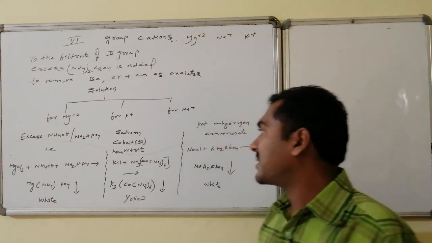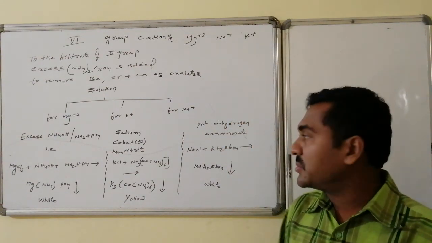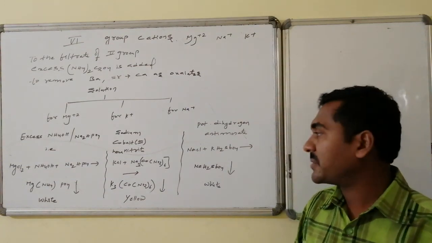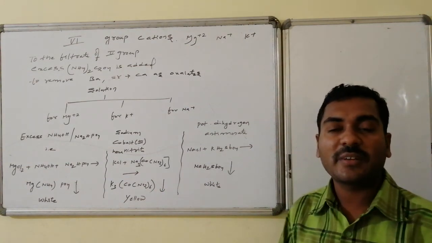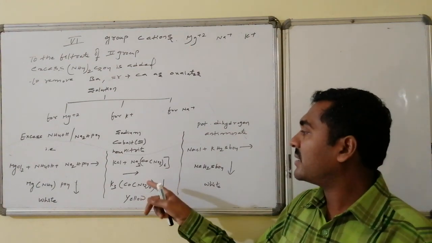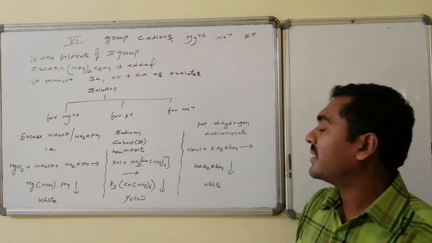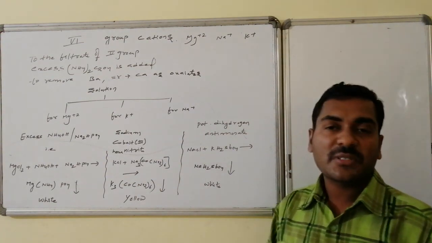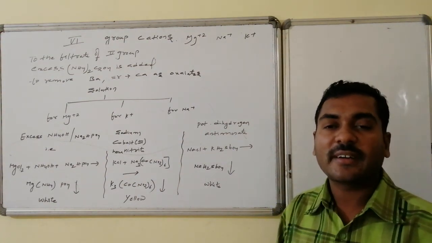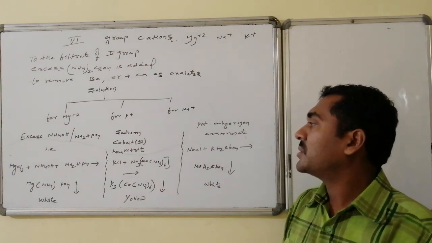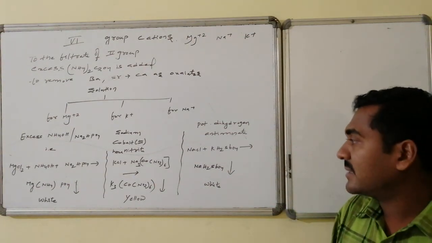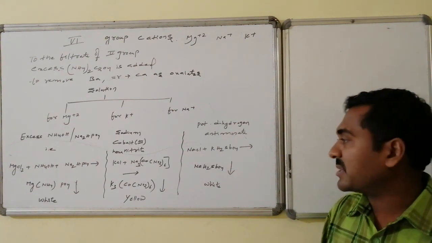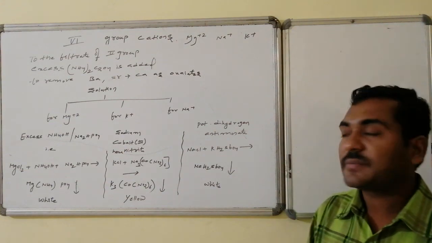Second one is for the potassium. The reagent used is sodium cobalt 3 hexanitrite. We already made the preparation of that one also; as a reagent it is also available. When the aqueous solution of the potassium salt is added to the sodium cobalt 3 hexanitrite solution, sodium is replaced by potassium. Thus it forms a precipitate, which is yellow in color.